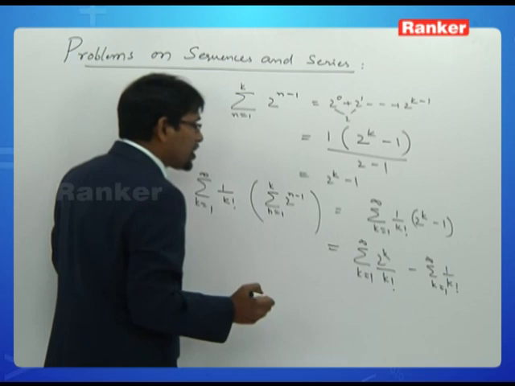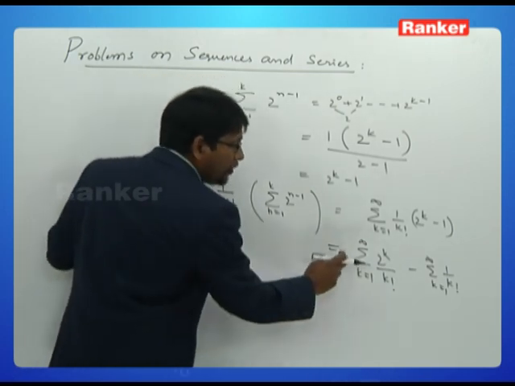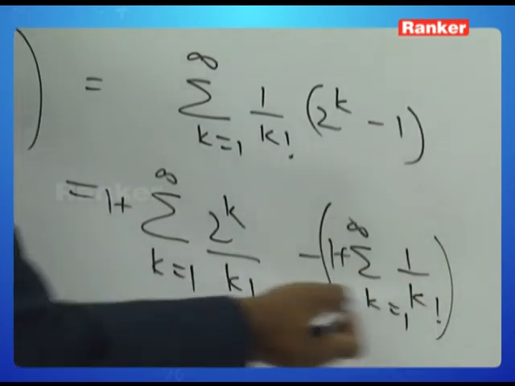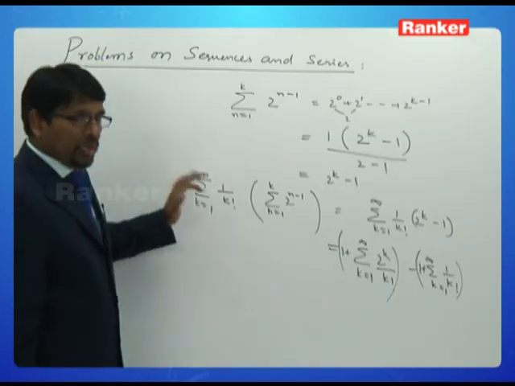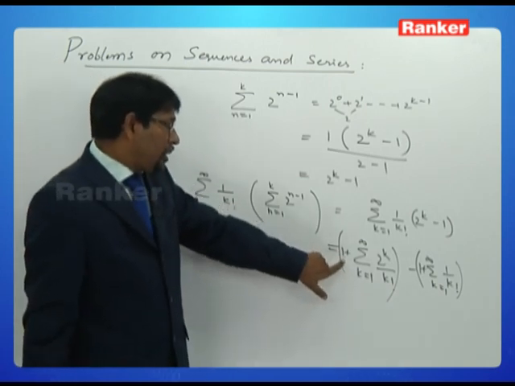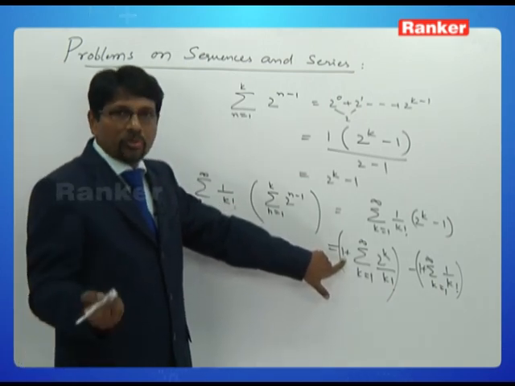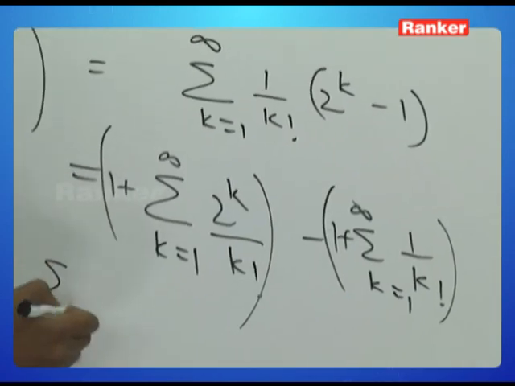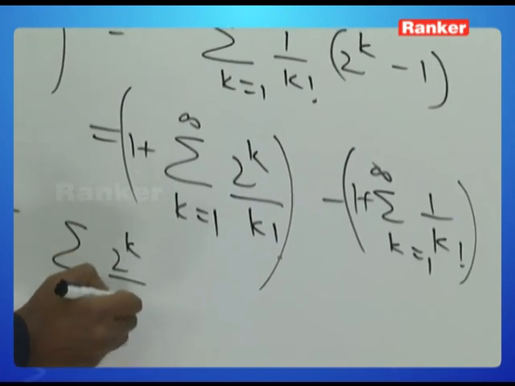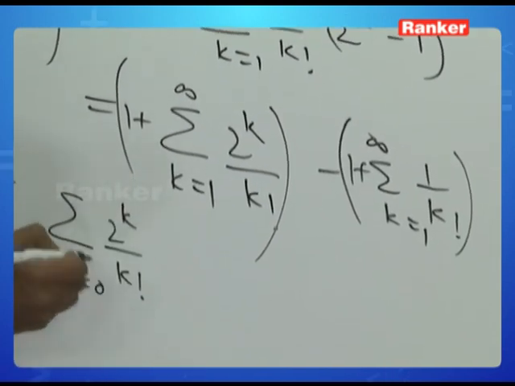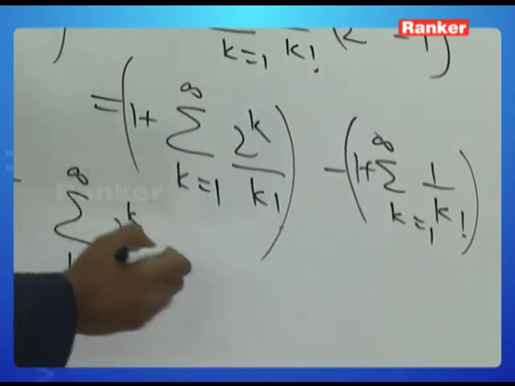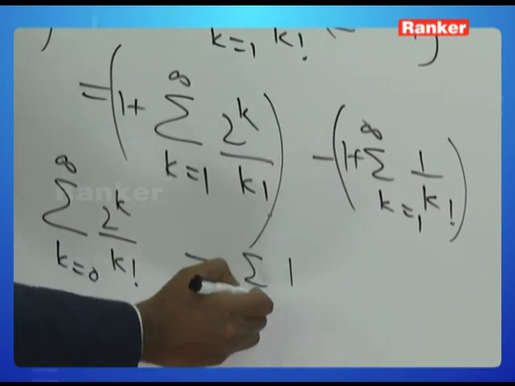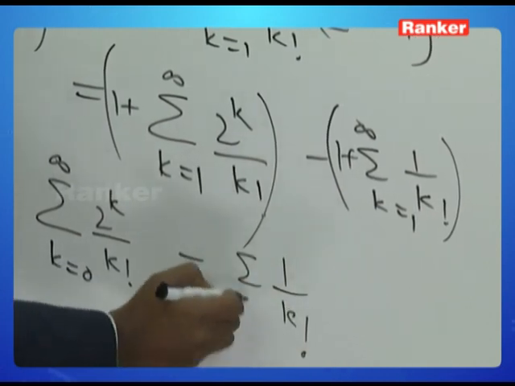Okay. Now observe, we can rewrite this by adding a 1 in both the places. That is, it's as good as adding and subtracting. This 1 we can write in the form of 2 power 0 by 0 factorial. 0 factorial is 1, so we can write that in that fashion. So this summation can be rewritten as sigma 2 power k by k factorial, k ranging from 0 to infinity. And what about this? This comes out to be sigma 1 power k, or simply 1 by k factorial, k ranging from 0 to infinity again.